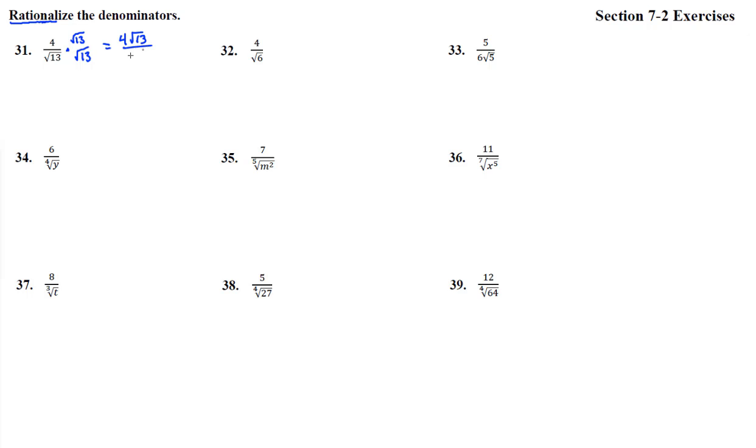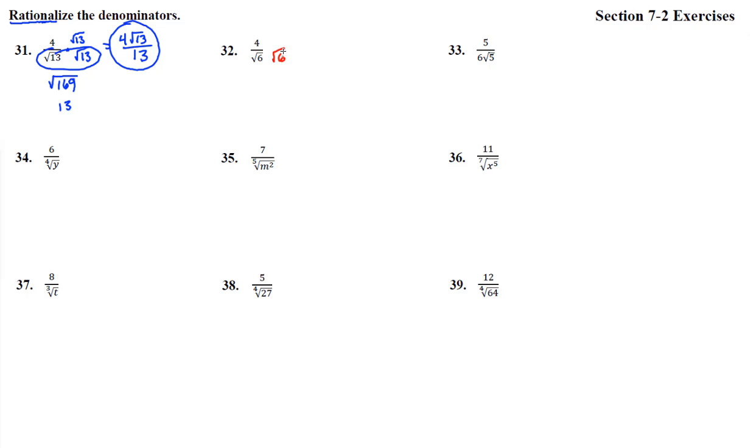The top doesn't look very nice, but on the bottom we get square root of 13 times square root of 13, which is square root of 169, which is 13. Look at how happy that is. Square root of 13 times square root of 13 is 13. Now that doesn't look more simplified, but the denominator has been turned into a rational number. And that was the instruction, is to have enough ability with irrational numbers to make the denominator rational.